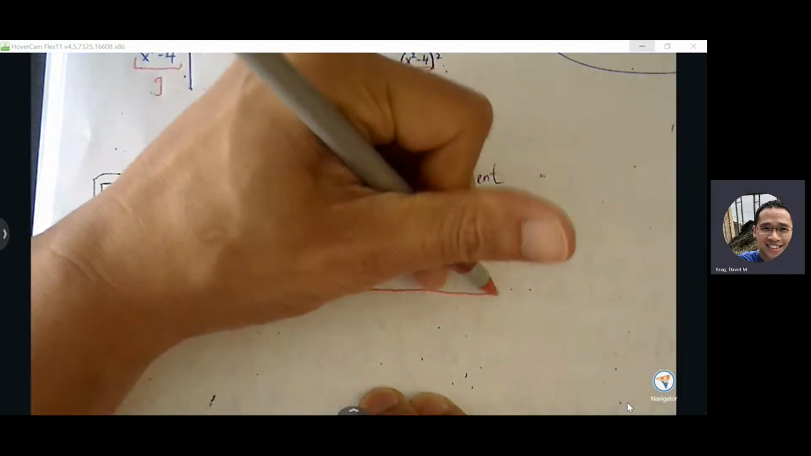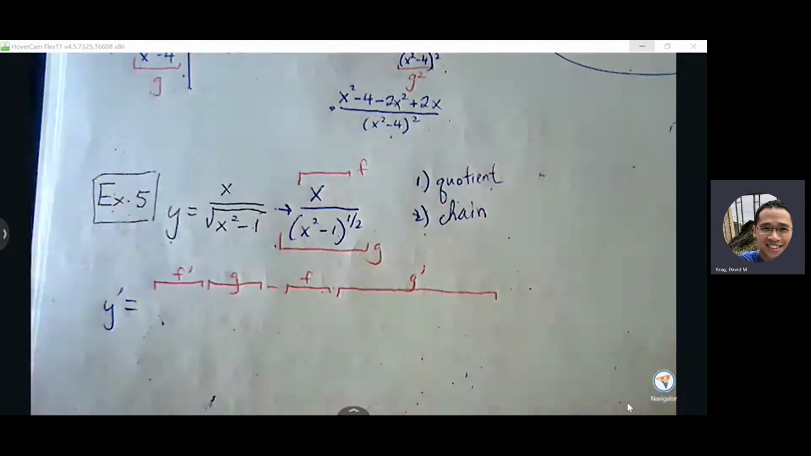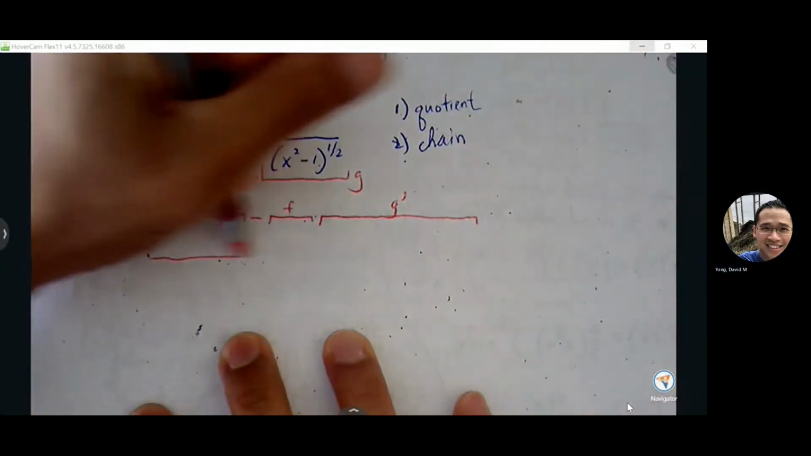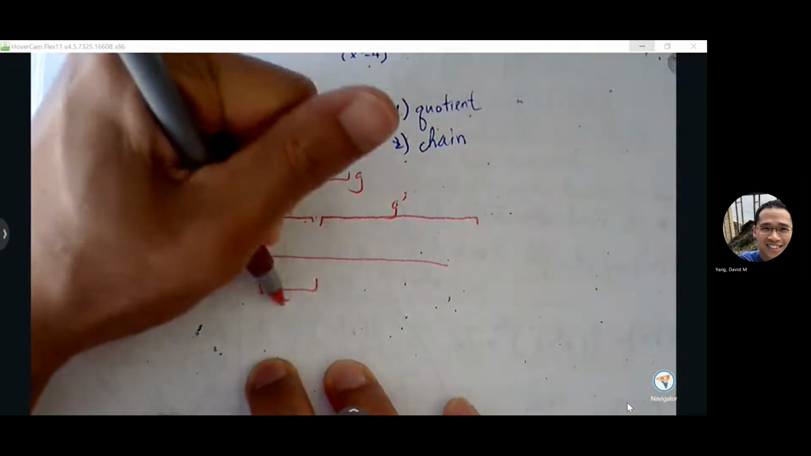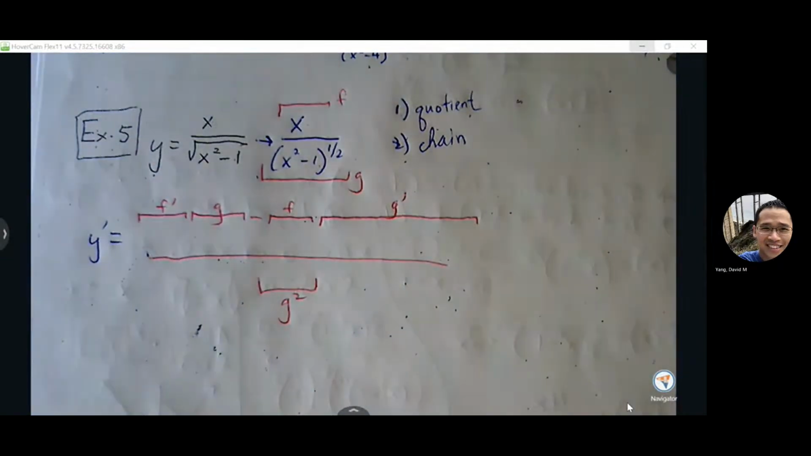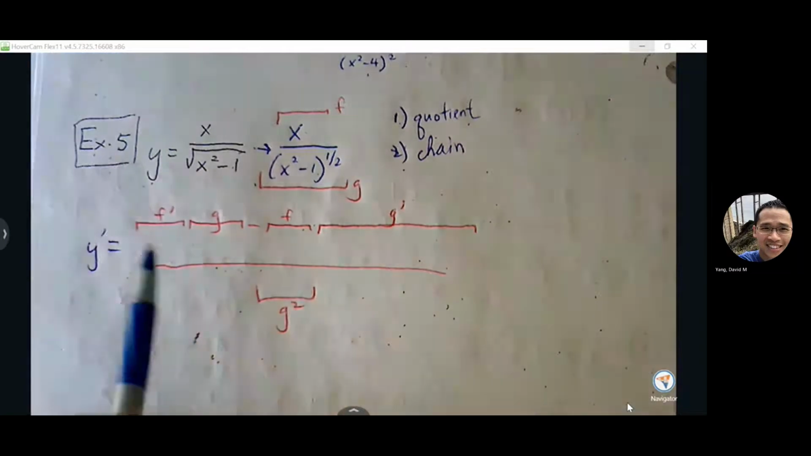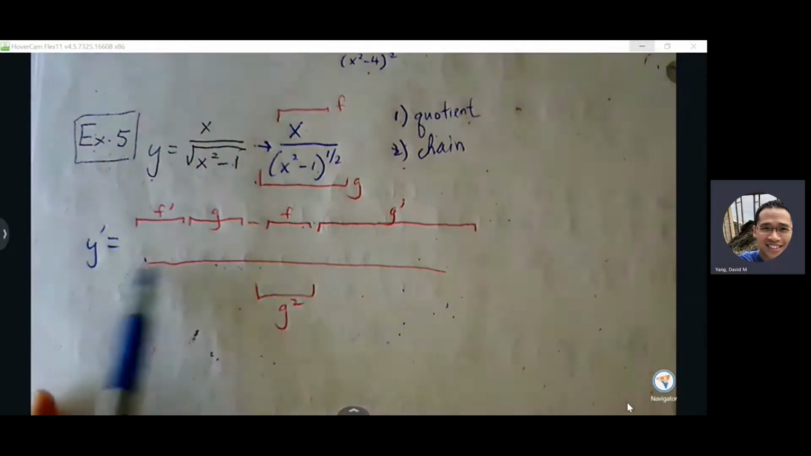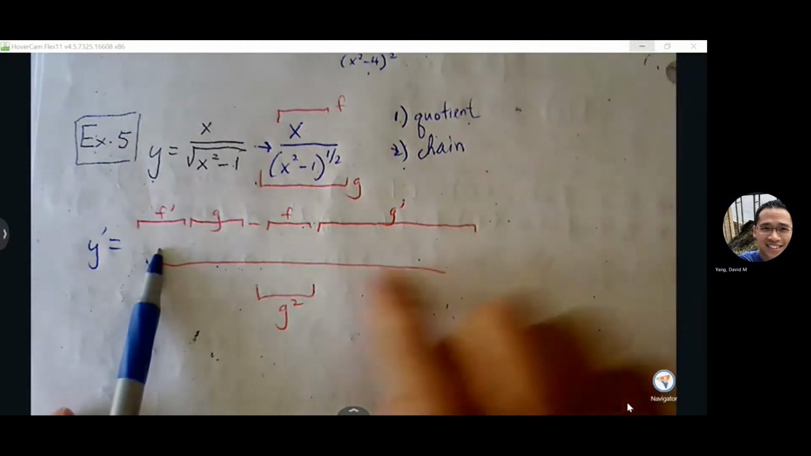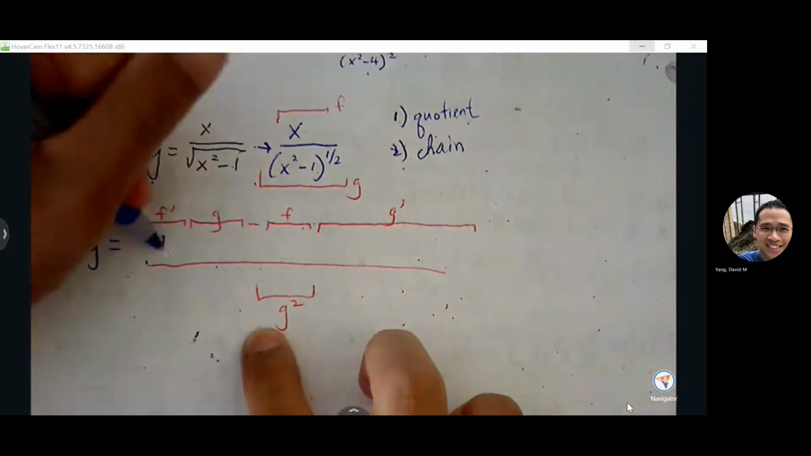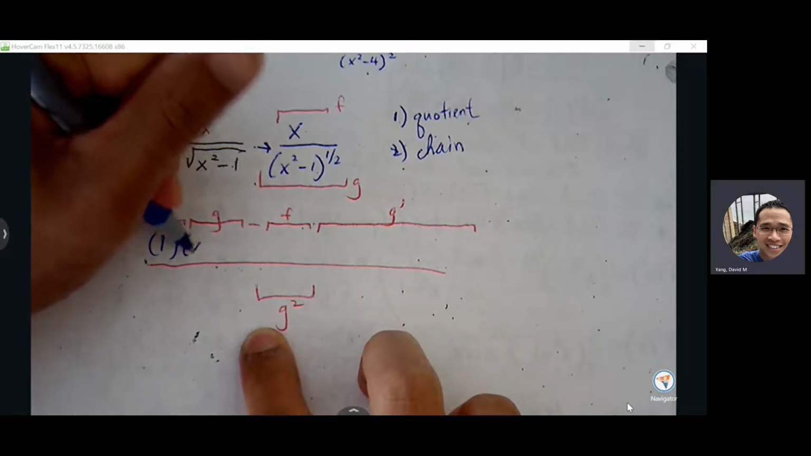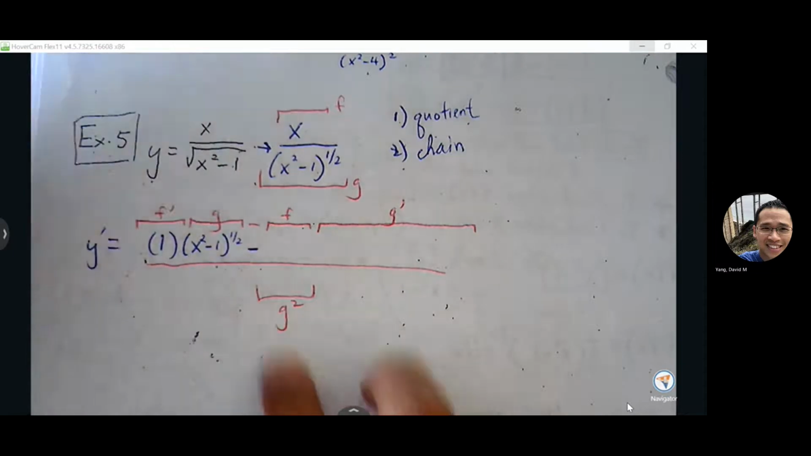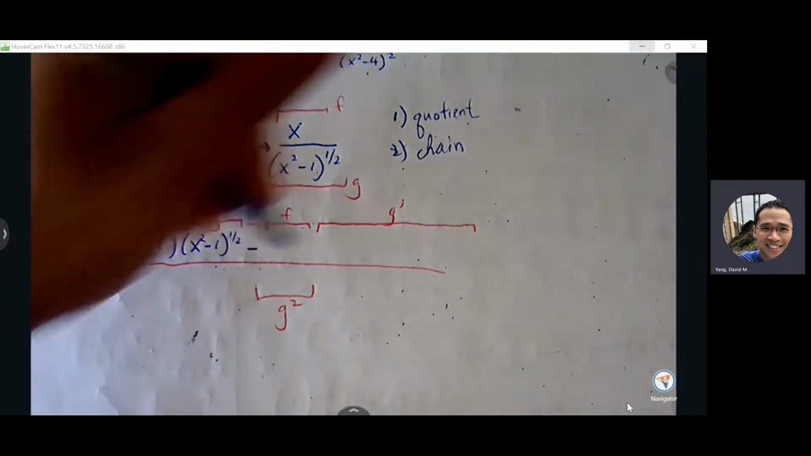I'm going to put a big space for G prime because I'm expecting that G prime to be a little bit longer, because the chain rule is going to take effect there. Okay, so let's jump into quotient rule here. F prime, one. G function, no changes. Back to F.